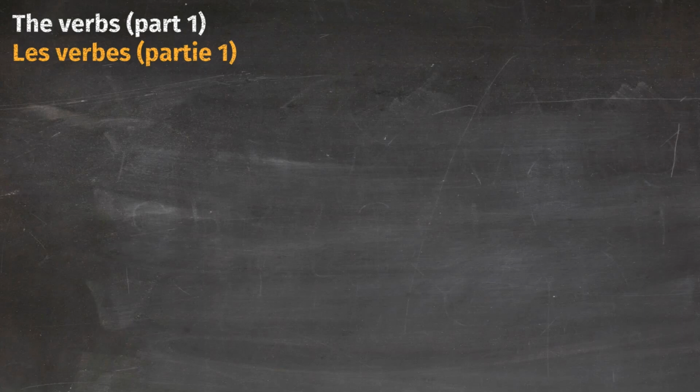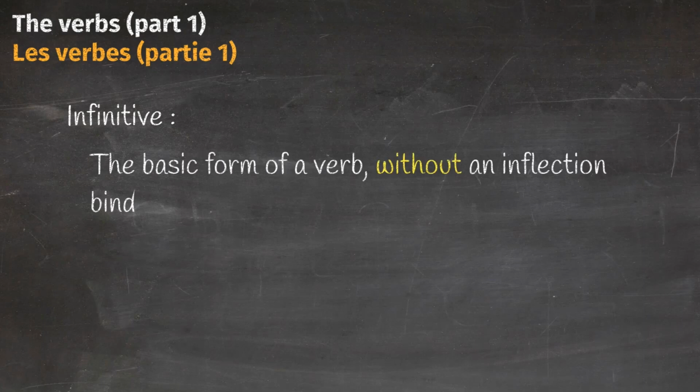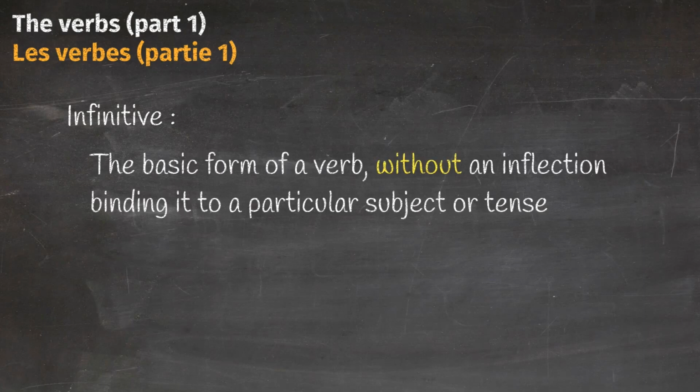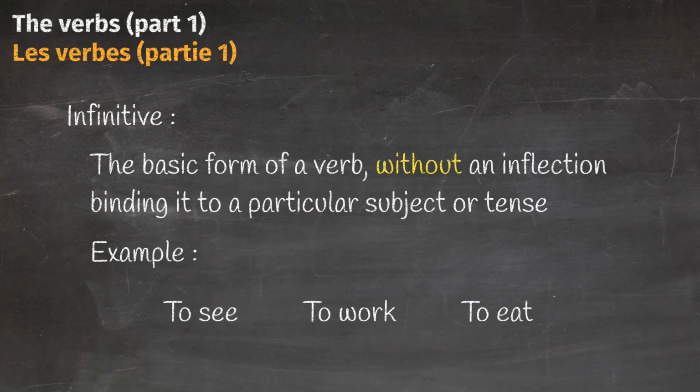So, we want to talk about verbs. Let's start with basics. What is an infinitive? Well, the basic form of a verb without an inflection binding it to a particular subject or tense. For example, to see, to work, to eat. These are all infinitive verbs. And this is the sign of an infinitive verb in English language.